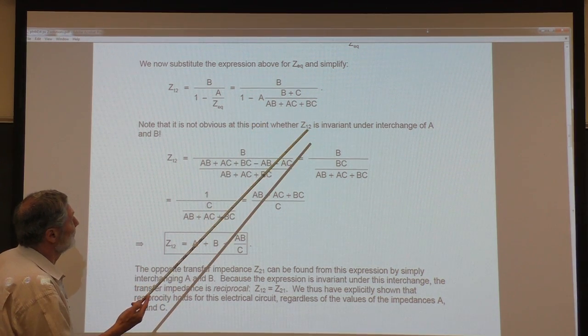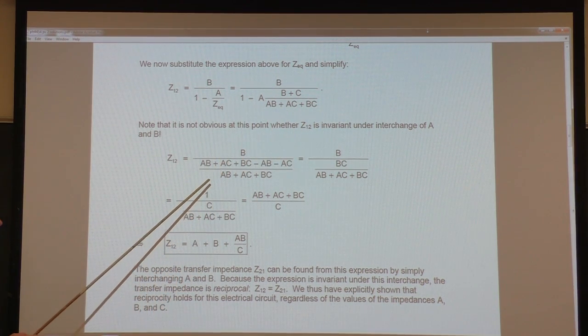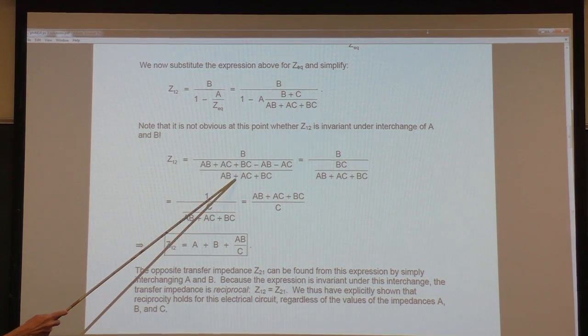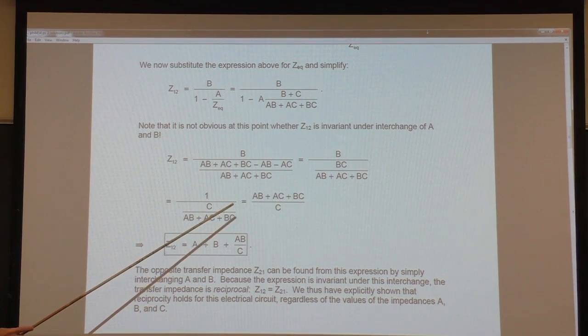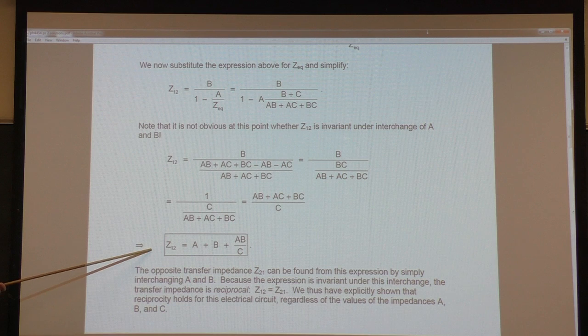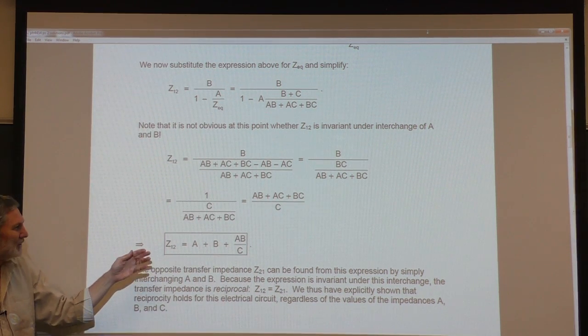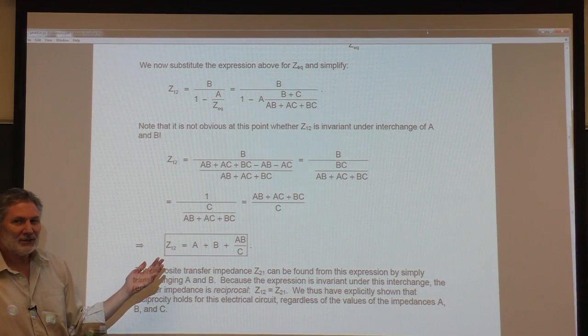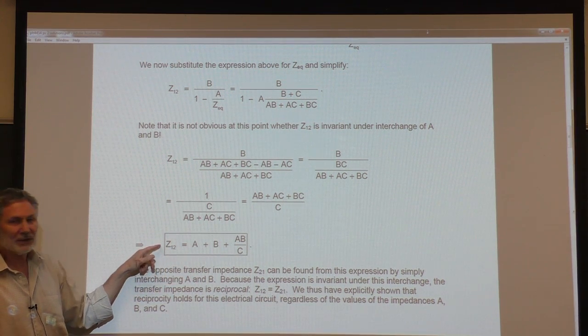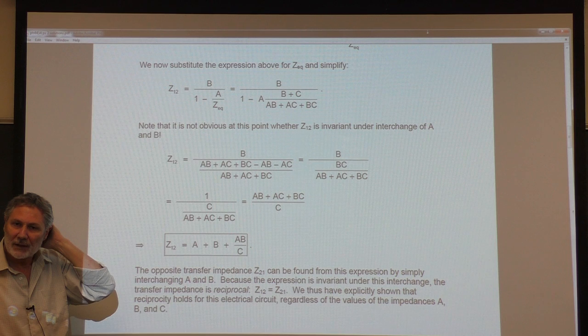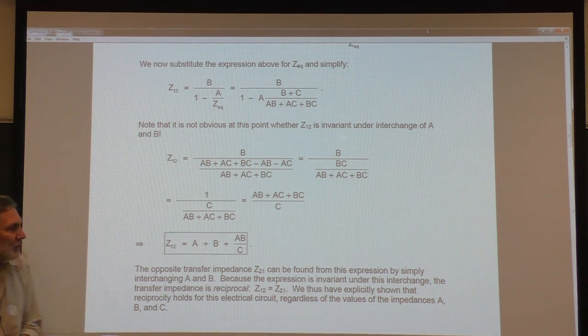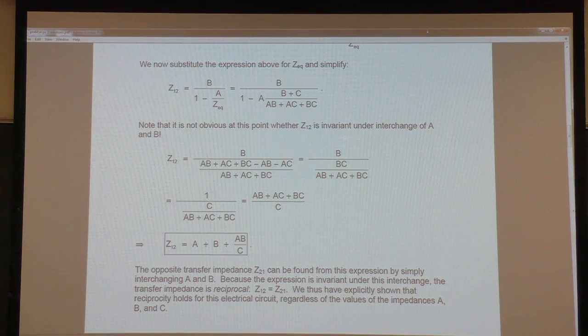So, obviously what we should do is simplify this. So bring this under a common denominator. I'll let you verify this. And in the end, we get what I quoted in the lecture notes. And this is, physicists say it's manifestly invariant under interchange of A and B. Okay, it's obviously, you can see it. When you interchange A and B, you get the same, you're not changing the value of the transfer impedance. So this proves reciprocity for this circuit.